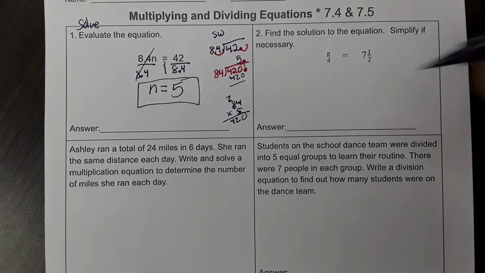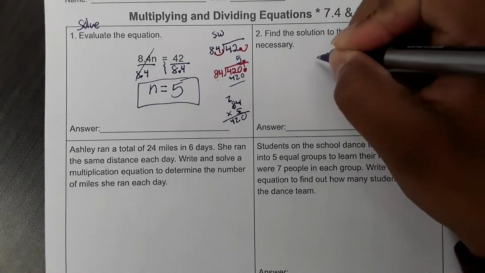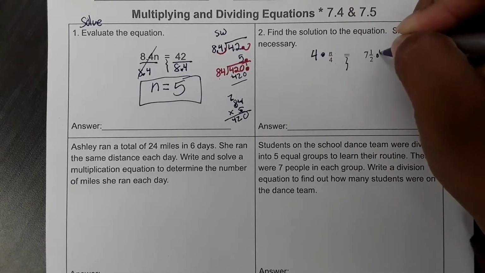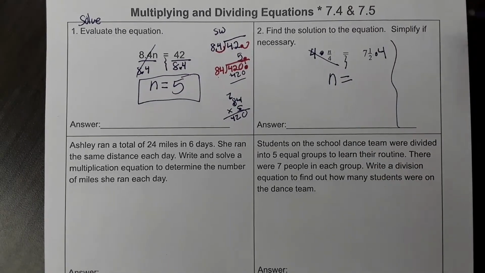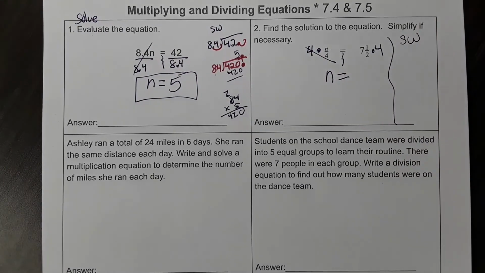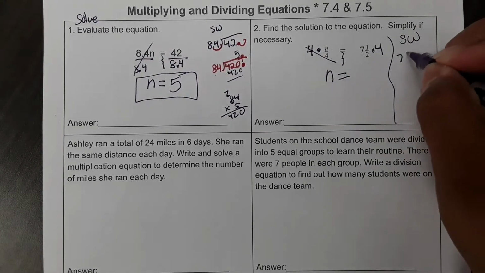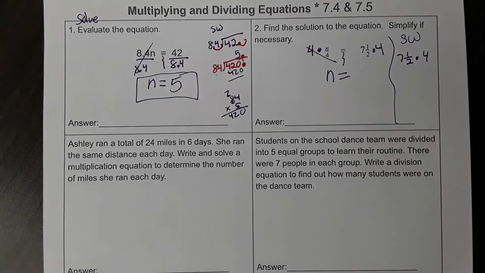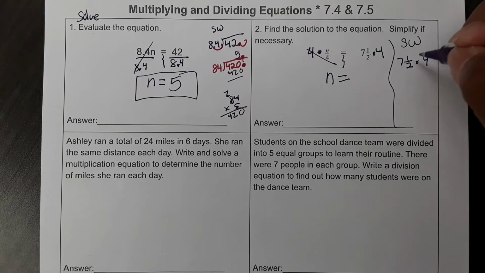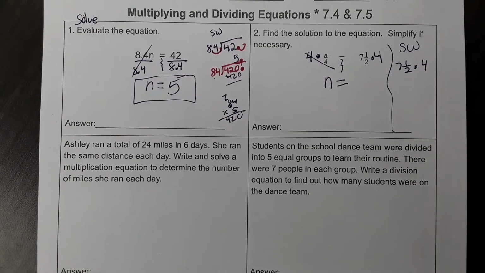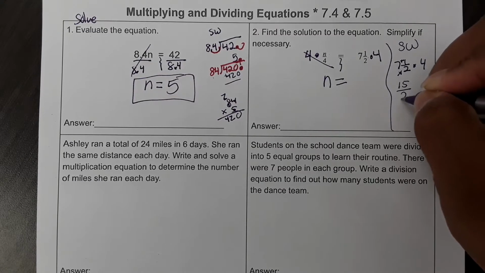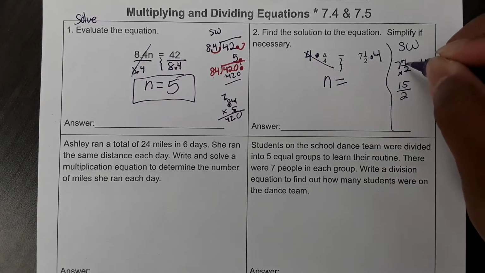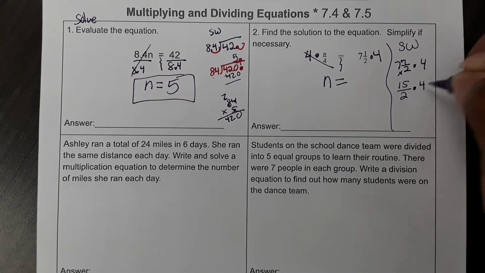I know to undo division, I multiply. So again, whatever I do to one side, I must also do to the other. These cancel out. I get n isolated, its own lone wolf, like I want. And so now, all I have to do is some sidekick side work. I'm looking at 7.5 times 4. Well, I know that as a mixed number, I have to change it into an improper fraction to do any multiplying. So I'm going to multiply and add to do that. 7 times 2 is 14 plus 1, 15 halves. So I have 15 halves, which is equal to 7.5 times 4.